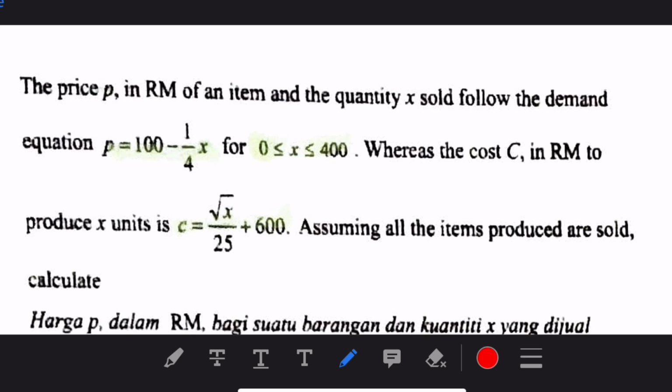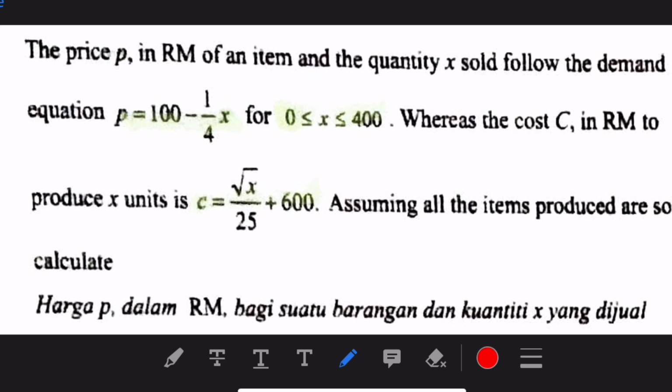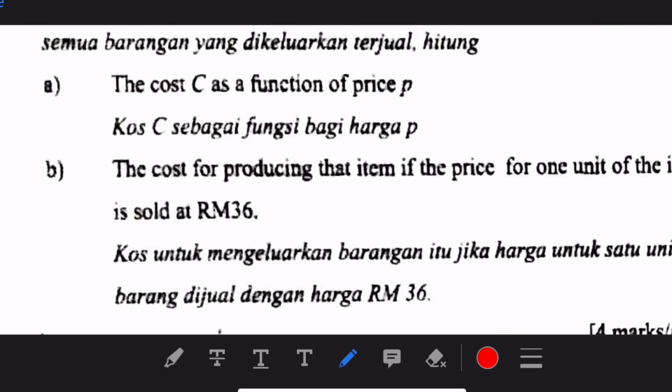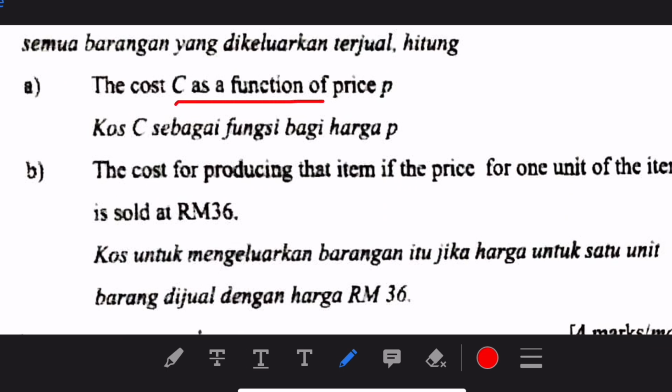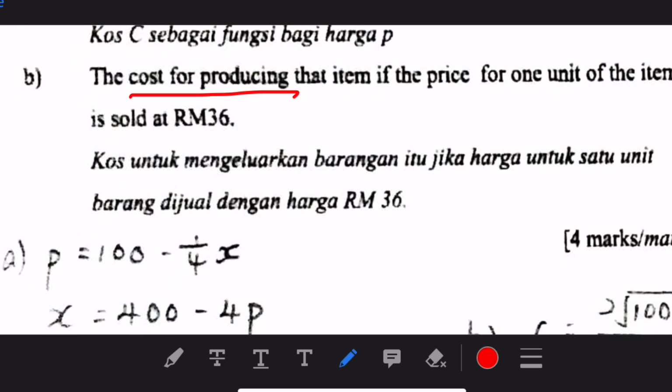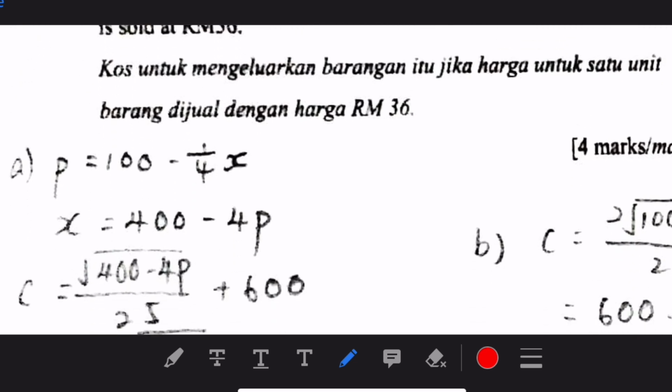And then this is actually about the function. The function p is given as 100 minus 1/4x, for x from 0 to 400 inclusive of 0 and 400, and the cost is given in terms of the function. Alright, and then the question is asking us to calculate the cost C as a function of price P, so you have to find the cost of producing.